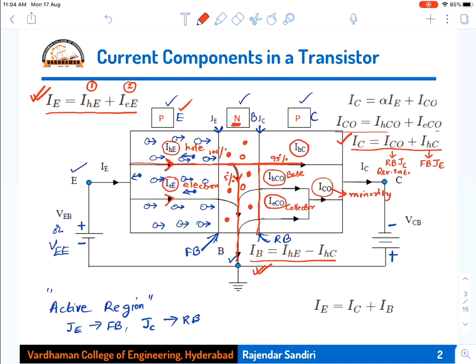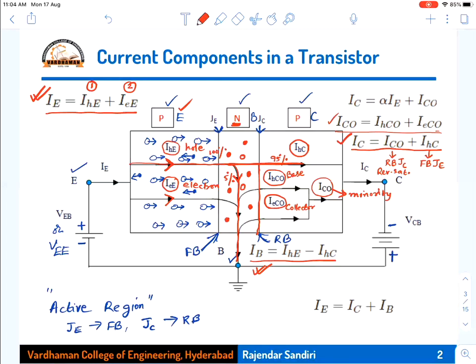This is about IC naught. IC naught also has two components: minority holes present in the base region plus minority electrons present in the collector region. Together, the reverse saturation current is due to minority charge carriers crossing the base and collector junctions. They are represented by IC naught equals IHC naught plus IEC naught. That is about this equation.